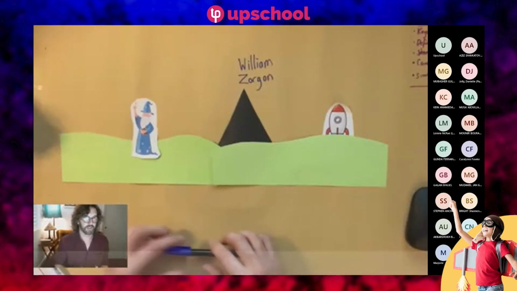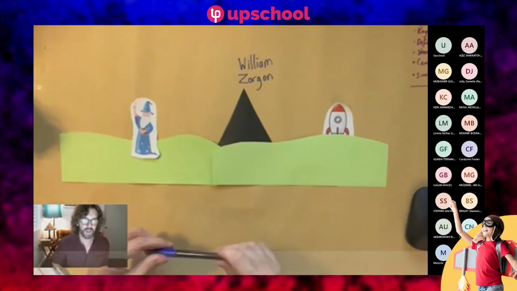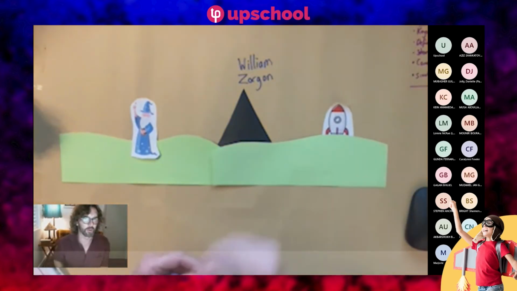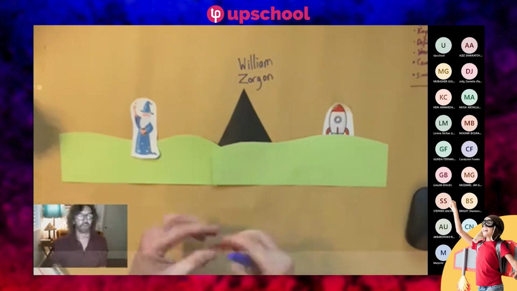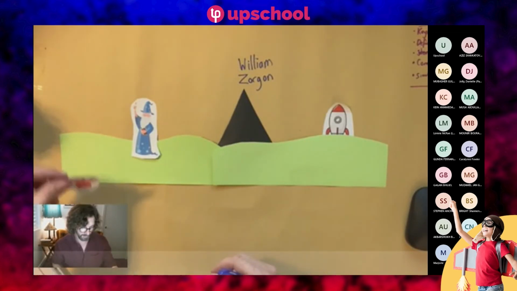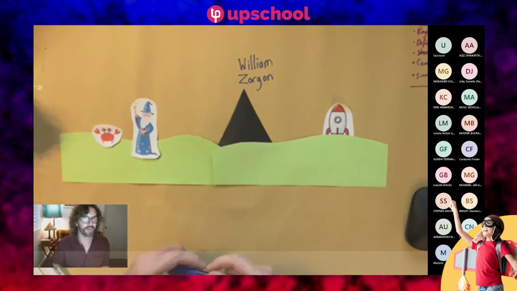Now, let's go. This is section number 3. William the Wizard was feeling really, really worried. He thought he would never make it back to Zorgon. He was going to be lost on planet Earth forever. But then, out of nowhere, an unexpected friend turned up. And here he is. This is Christopher the Crab.